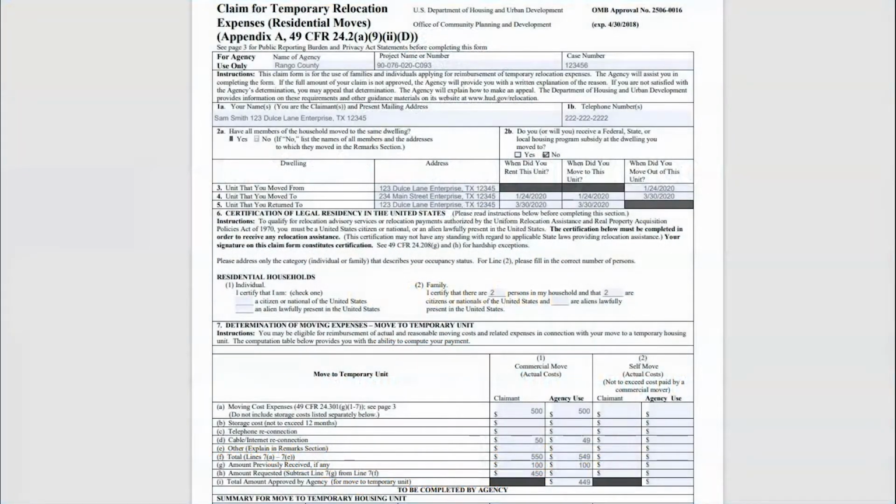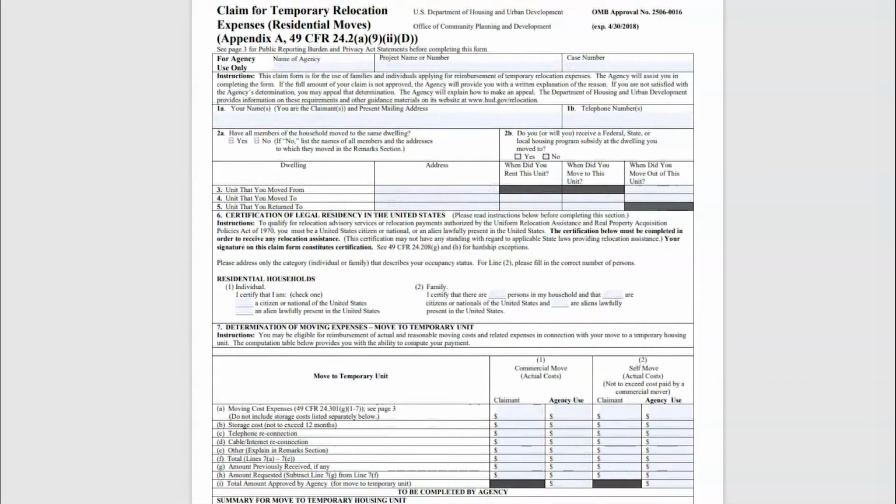This claim form is for the use of tenants of voluntary or involuntary buyout and acquisition programs and homeowners in involuntary programs applying for reimbursement of actual and reasonable moving costs and related expenses in connection with their move to a temporary housing unit. For this video, we will use an example of a fictional tenant and location to give a sample of how to complete the form.